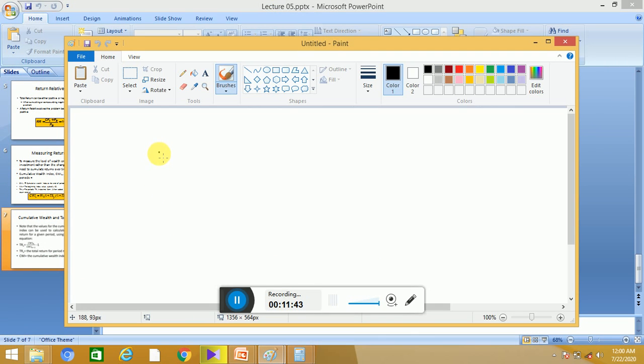See, total return. Previously we were calculating total return for 1 period, but now it is for n periods, and it is equal to the cumulative wealth index after n years divided by the cumulative wealth index n minus 1, which means the first year.